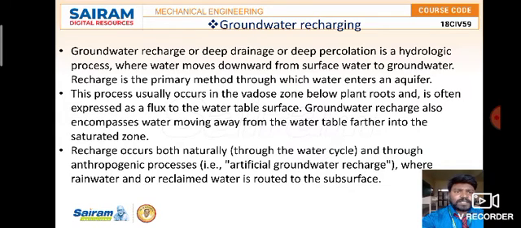This process usually occurs in the vadose zone below plants' roots and is often expressed as a flux to the water table surface. Groundwater recharge also encompasses water moving away from the water table farther into the saturated zone. Recharge occurs both naturally and through anthropogenic processes. Anthropogenic process is nothing but artificial groundwater recharge, where rainwater or reclaimed water is routed to the subsurface. So either from rainwater through the water cycle, water enters the ground level, or else artificial groundwater recharge takes place.